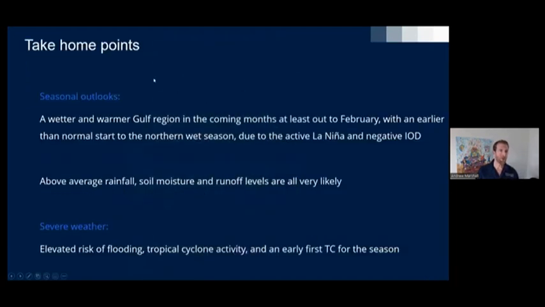So just to take home these points with you. For the seasonal outlook, we're expecting a wetter and warmer Gulf region in the coming months, at least out to February, with an earlier than normal start to the northern wet season due to the active La Nina and negative IOD. And so above average rainfall, soil moisture and runoff levels are all very likely. And so then this is translating to an elevated risk of flooding, tropical cyclone activity, and an early first tropical cyclone for the season.